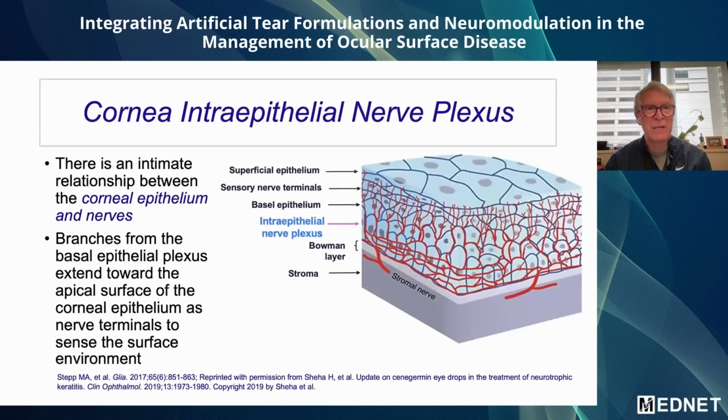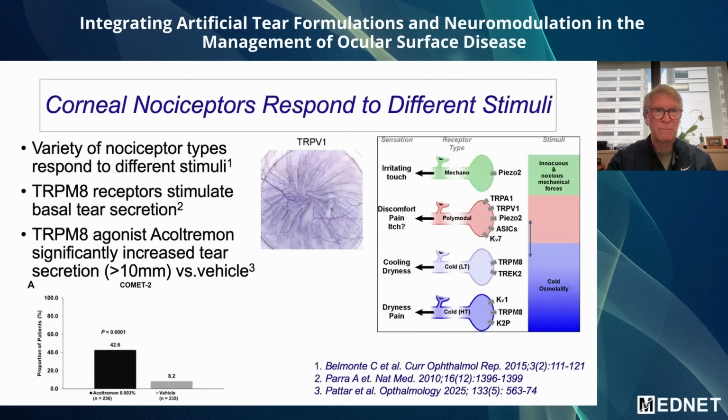And there's an intimate relationship between the corneal epithelium and these nerves, as you can see here, that the basal epithelium wraps around the basal nerve terminal, and then branches from the basal plexus extend toward the apical surface of the corneal epithelium as nerve terminals to sense the environment. And so it could be mechanical, chemical stimulus, or cooling, which occurs during the interblink interval, and which helps to drive a basal tear secretion.